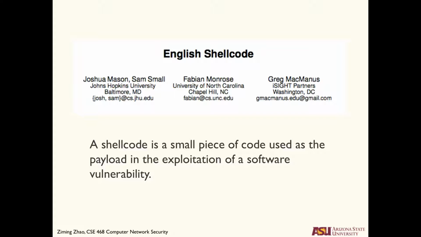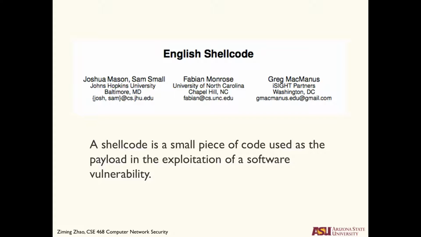Recently, I think maybe 4 or 5 years ago, someone published a paper in one of the best security conferences. The paper is called English Shellcode. Shellcode is a very small piece of code that is used to exploit a system. So if your system has a bug, the shellcode is trying to exploit that bug. And this shellcode usually is very small, only 200 bytes or even less.